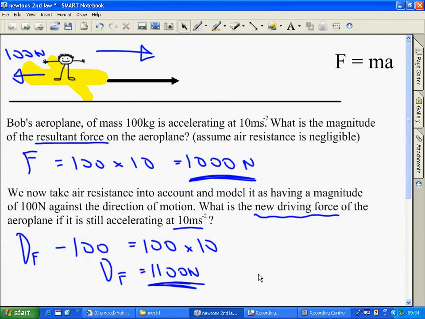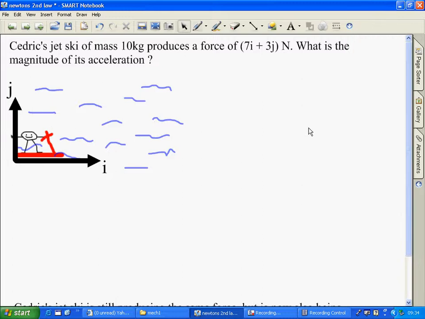Let's look at some more complicated examples. You can get forces in i and j components. Now, what we're looking at here is you've got Cedric and his jet ski. Oh, the waves are moving. Okay, Cedric's moving. And he seems to have lost his crash helmet. We'll have to find that for him.